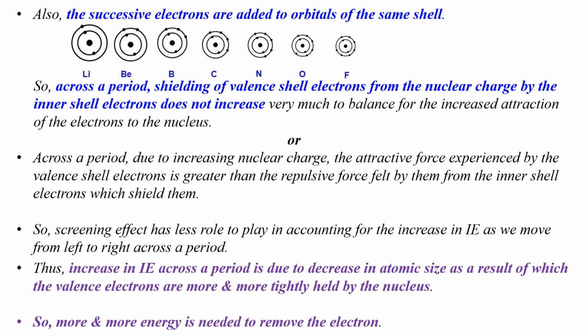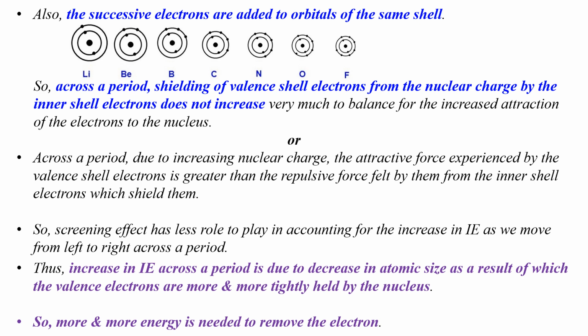However, when we move from lithium to fluorine, there is an increase in nuclear charge. So there is a corresponding increase in the force of attraction experienced by valence electrons from the nucleus. Thus, across a period, increasing nuclear charge outweighs the shielding of the valence electrons by the inner shell electrons. In other words, force of attraction of the nucleus experienced by valence shell electrons due to increasing nuclear charge is greater than the force of repulsion experienced by valence shell electrons from the inner shell electrons which shield them.